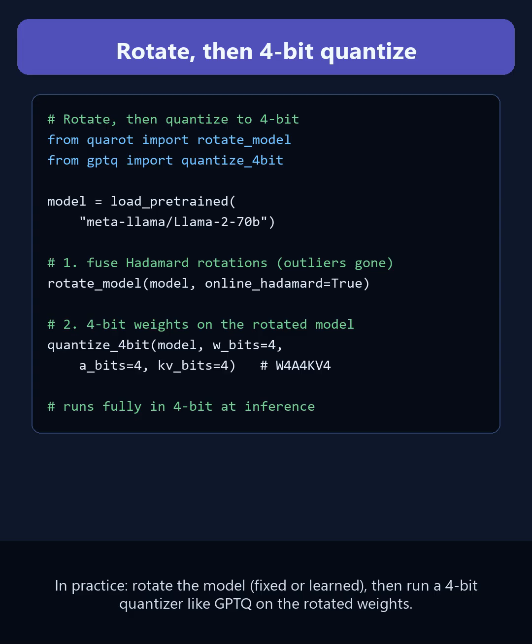In practice, you rarely implement rotations by hand. Libraries expose QuaRot and SpinQuant style rotations, and you can pair them with a strong weight quantizer like GPTQ. You rotate the model, then run 4-bit quantization on the rotated weights. The result is a single model that runs entirely in 4-bit arithmetic, activations and KV cache included.